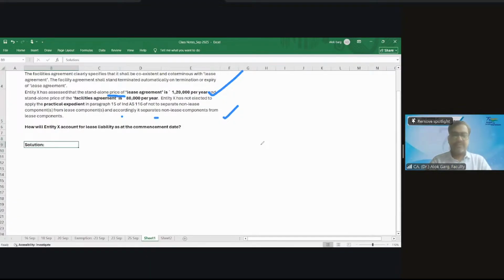In the solution, tell me what is the total consideration paid? The total consideration paid is 70,000 plus 1 lakh, which is 1,70,000. The total consideration paid is 1,70,000.